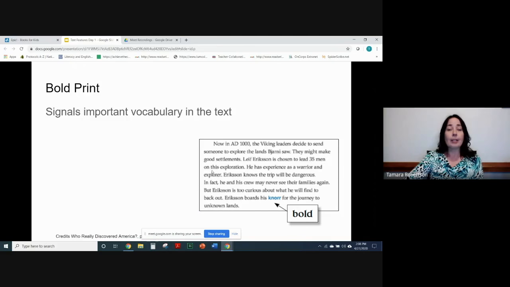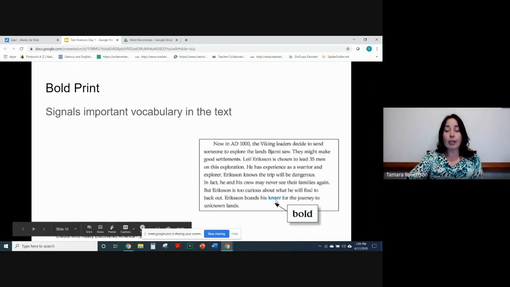Bold print signals to the reader that this is an important word. A lot of times the important vocabulary words in nonfiction are in bold print. So if you look here at this example, bold words can be in a different color or they can be in a darker black print. But bold words are a signal for important vocabulary words.